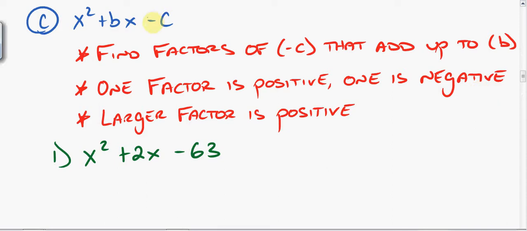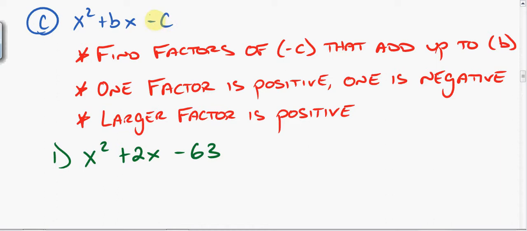So in this case, whenever you have a minus c, you always know you're going to have one positive, one negative factor. The sign in front of b tells you the sign of your larger factor. Since b is positive, our larger factor is going to be positive, because when you add a negative and a positive together, your solution always takes the sign of the larger number, the larger factor.